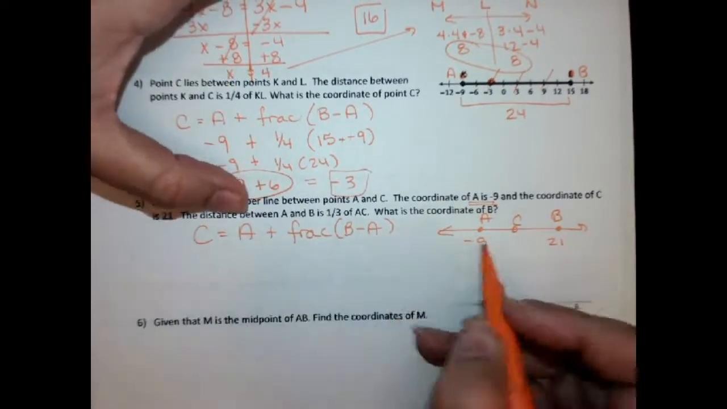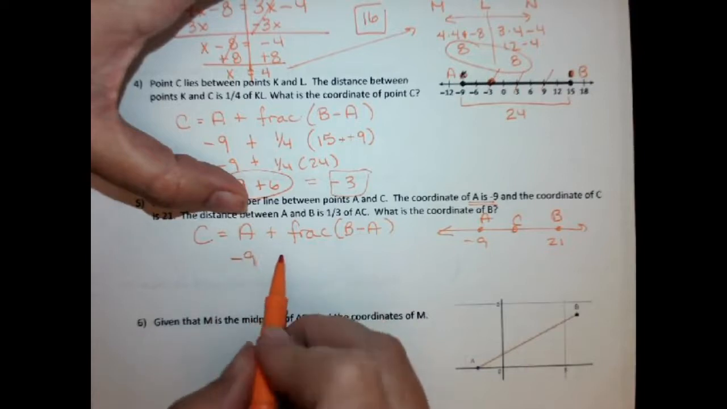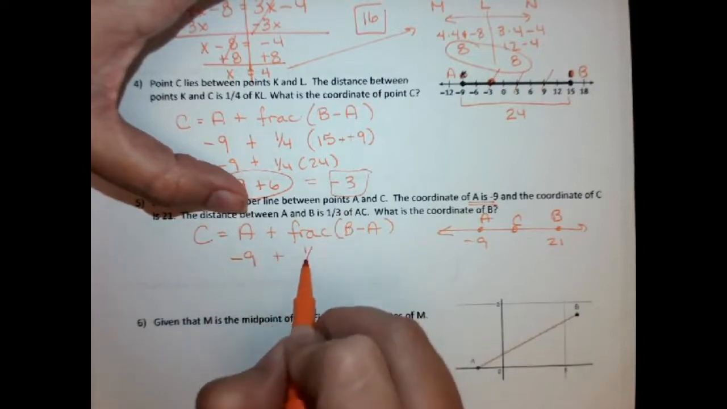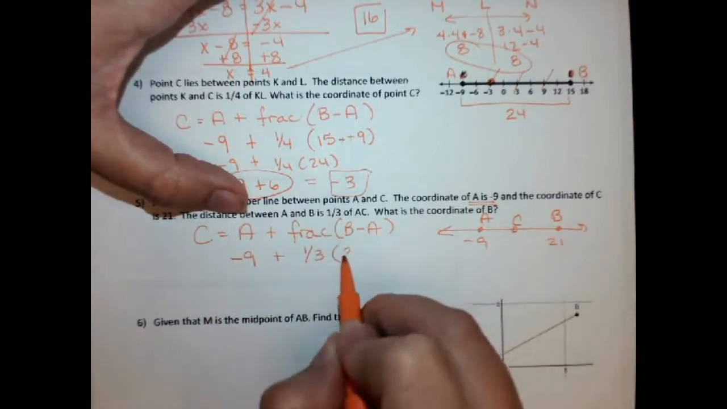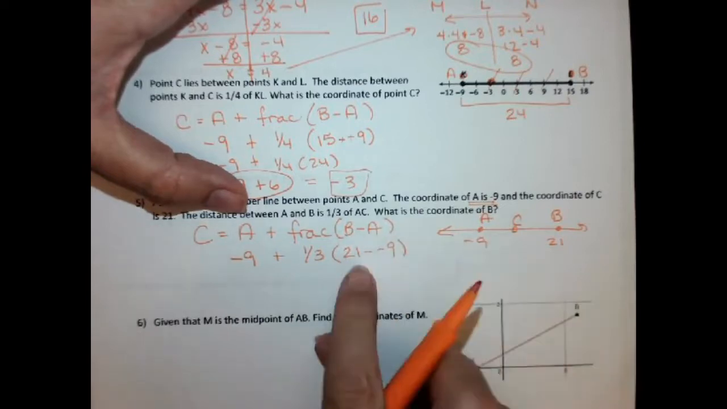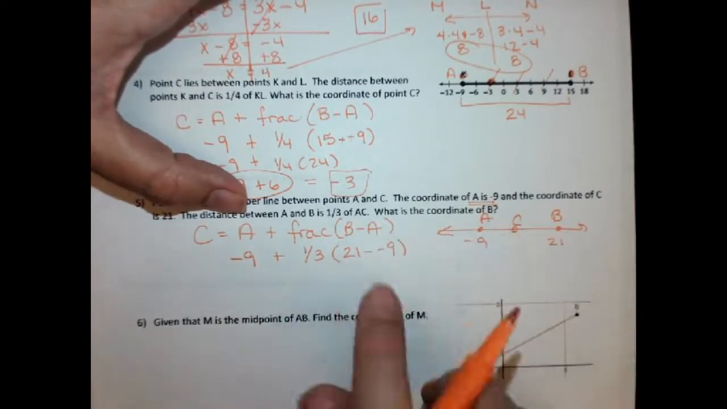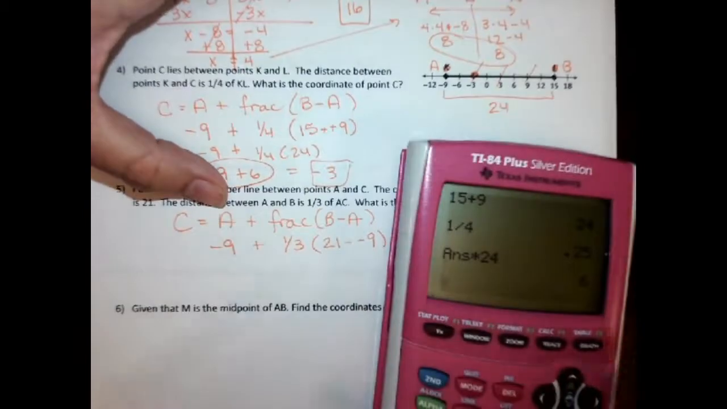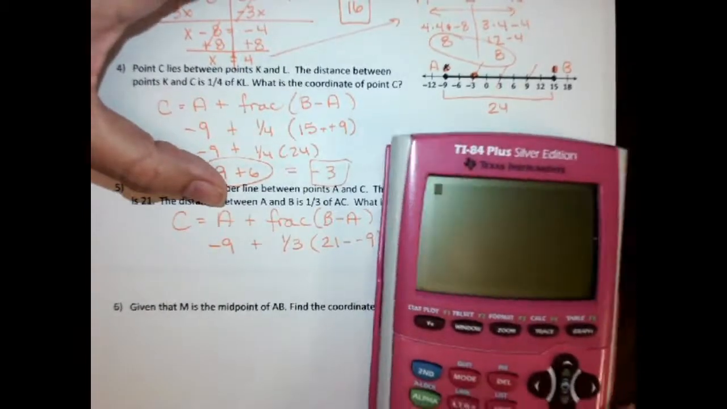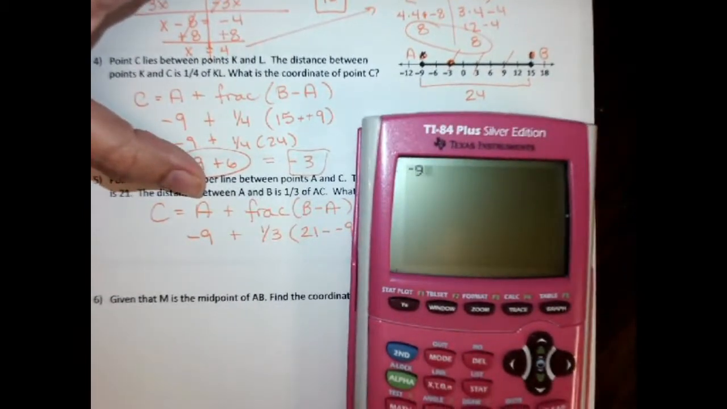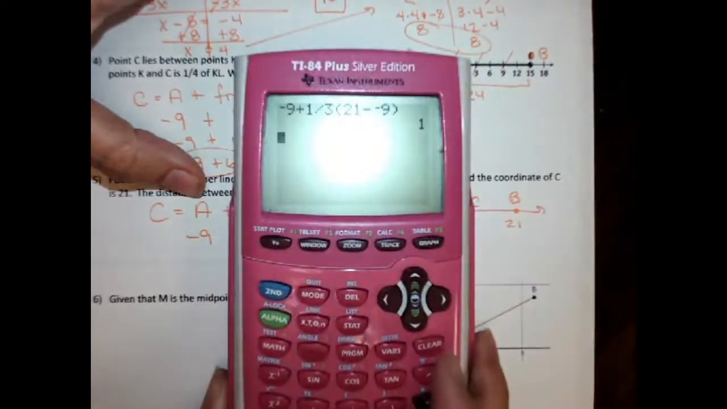This is always this end. The fraction this time is 1/3. B is this end. This tells me how long the distance is times the fraction minus that. Last time I kind of did it in pieces. This time I'll just put it all in at once. Negative 9 plus 1/3 times 21 minus negative 9. Just plug it all in all at one time. And the answer is at 1.